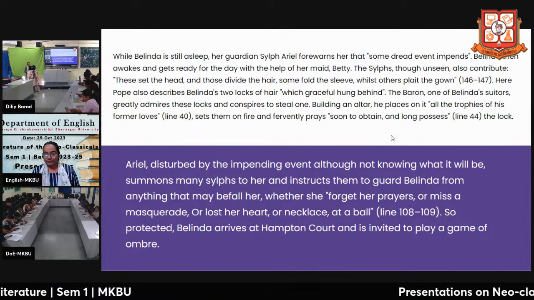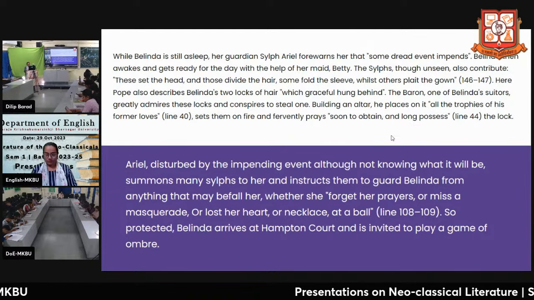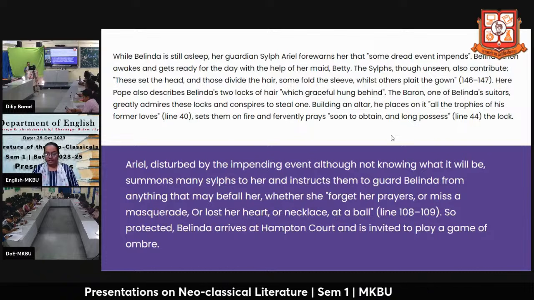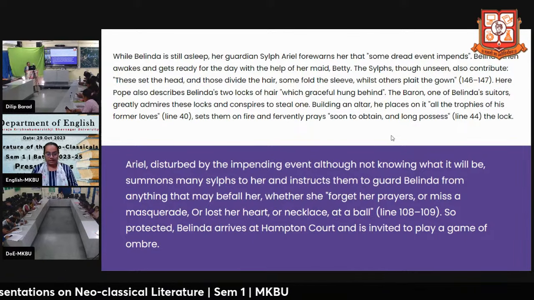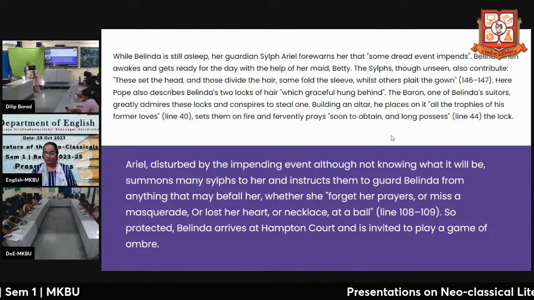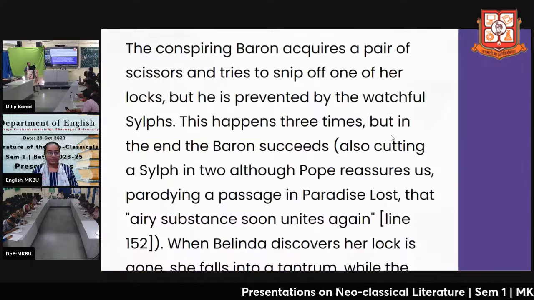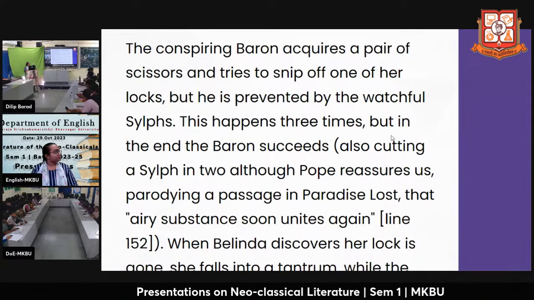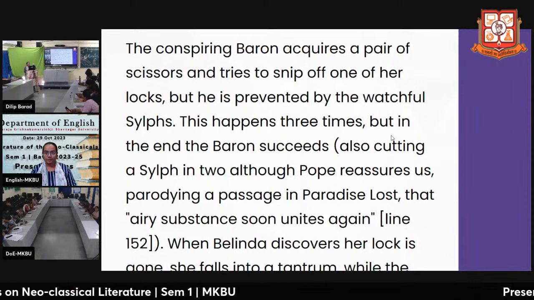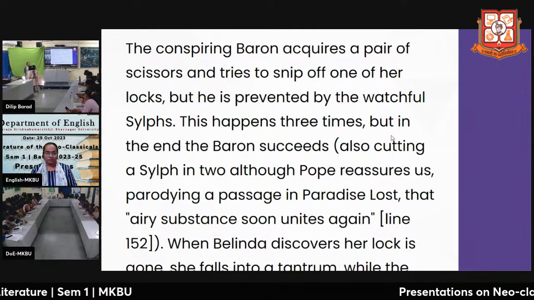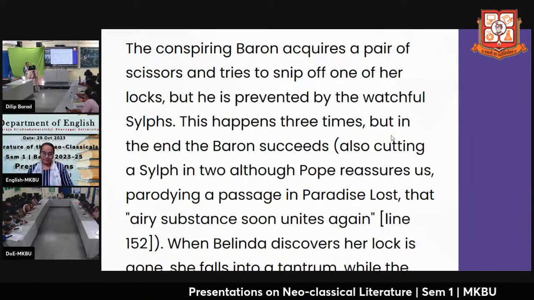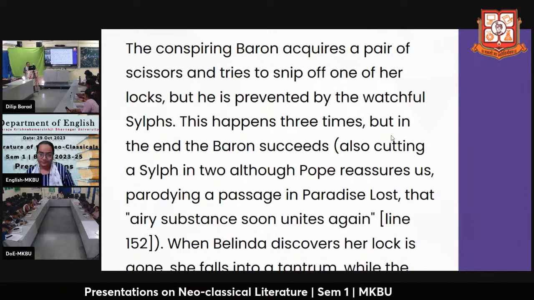Whether she forget her prayers, or miss a masquerade, or lose her heart or necklace at a ball. So protected, Belinda arrives at Hampton Court and is invited to play a game of ombre. The conspiring Baron acquires a pair of scissors and tries to snip one of her locks, but he is prevented by the watchful sylphs. This happens three times, but in the end the Baron succeeds.